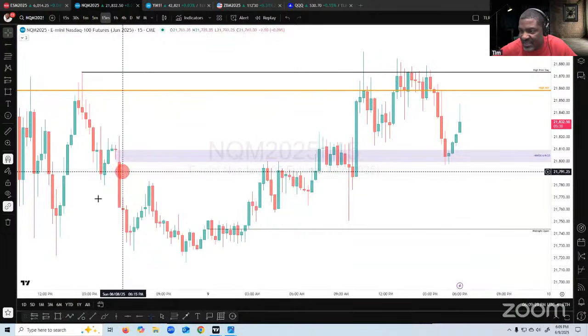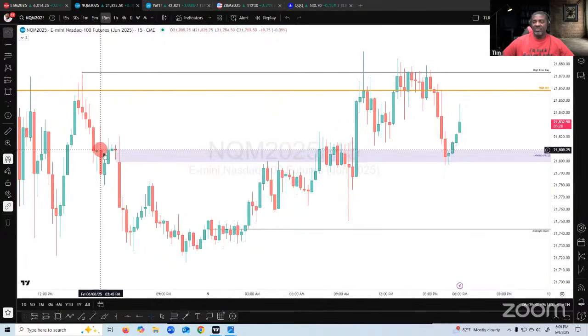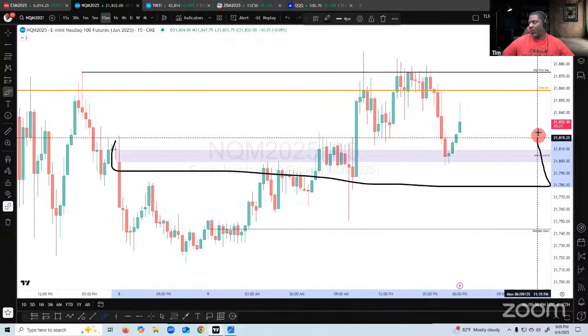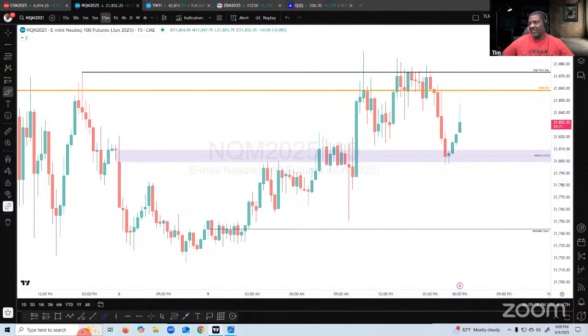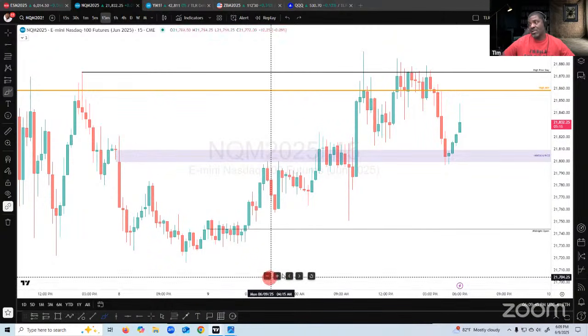All right, this is today's price action. Starting over here, this purple rectangular shape on the screen, that right there is our new week opening gap. All right, new week opening gap.